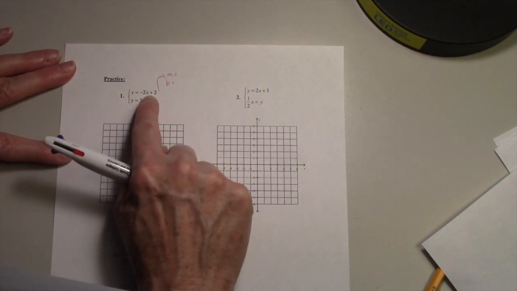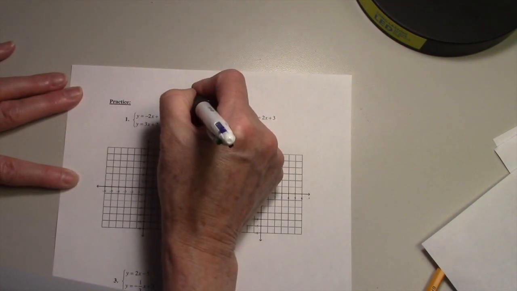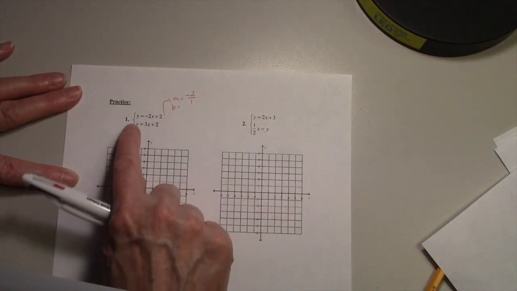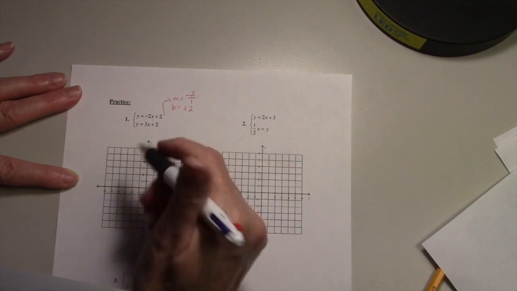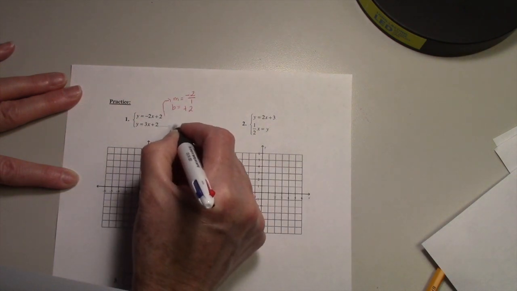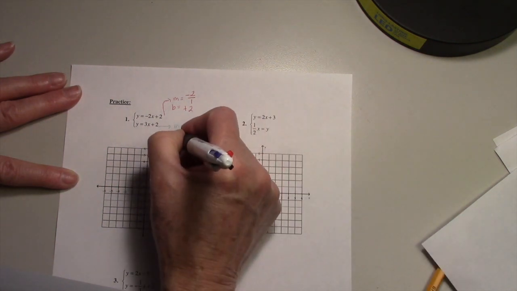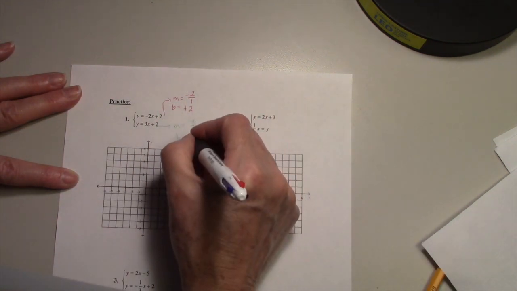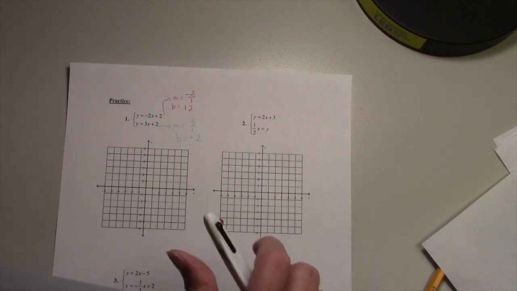For this one, can we see? Yep. m is -2, put a 1 on the bottom, and the b is +2. And for this one, m is 3/1, and the b on this equation is +2. Ah, look at that. Where do you think they're going to cross? Aren't their y-intercepts the same? So I'm pretty sure they're crossing there.